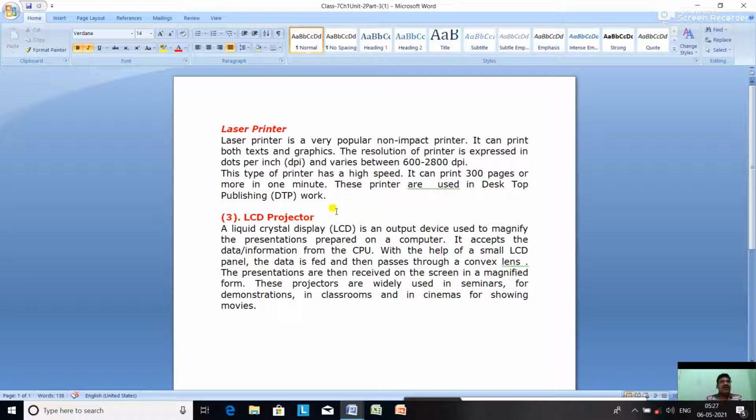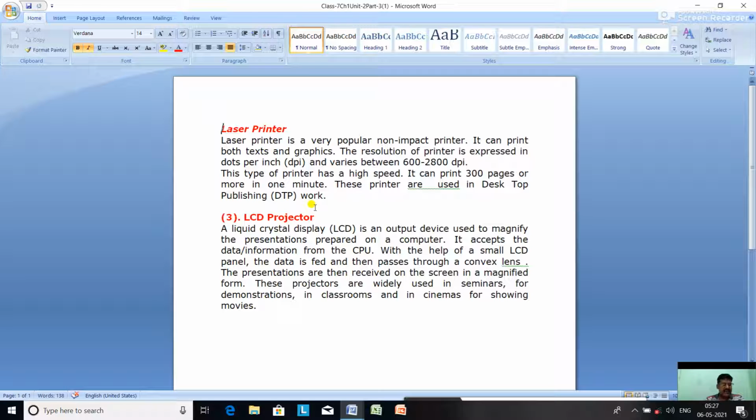Okay. Now, what are the main differences between the impact printer and non-impact printer? See, impact printer forms character by striking a print hammer against an ink ribbon, whereas non-impact printer forms character without making direct contact. In impact, what happens? It hits against the ink ribbon, and in this, it forms characters without making direct contact.